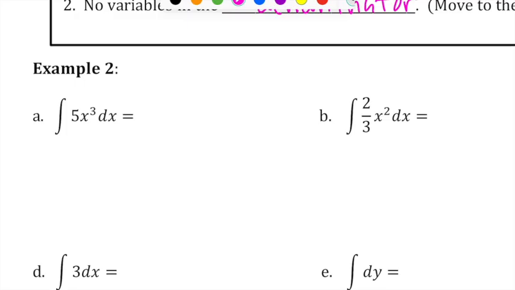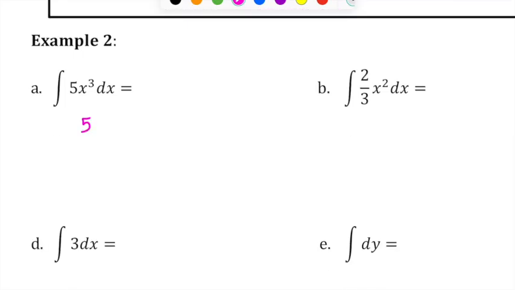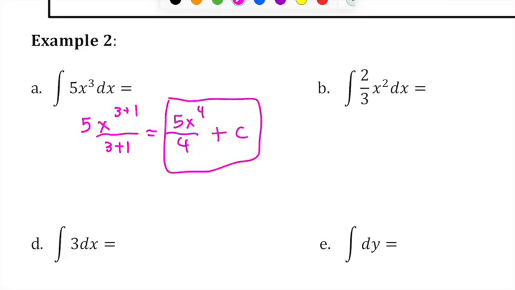Number 5. So we're going to take 5. Okay, so we have x to the cube. So we're going to add 1 to the 3 and then divide by it. So this is really going to be 5x to the 4 over 4 plus c. And that is our answer.